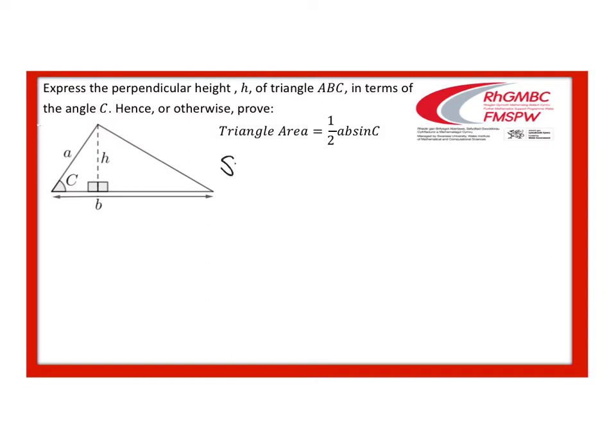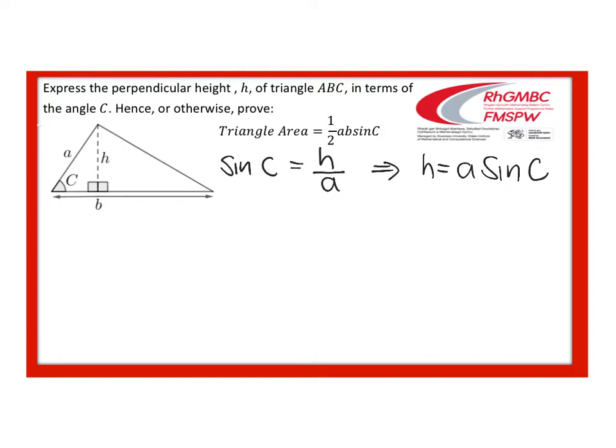So we're going to write out sine of C equals that opposite, which is h, over the hypotenuse, which is A. I realise it's a little bit confusing using the h as the opposite there, but we just have to deal with that. So multiplying both sides by A, I can rewrite this as h equals A sine C.